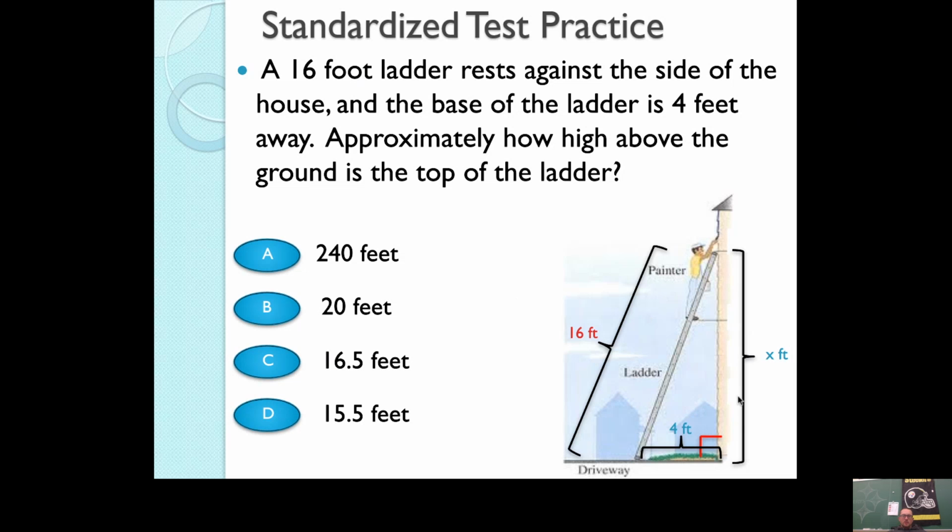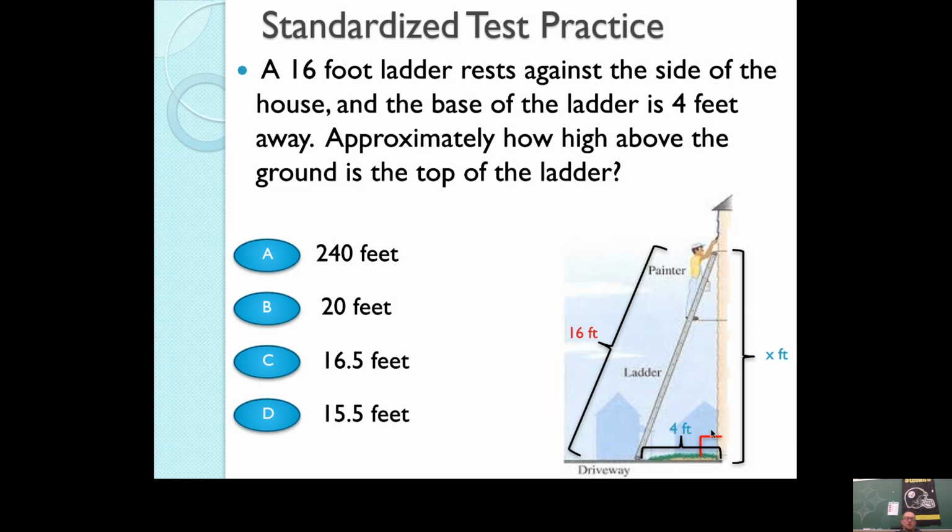So we have this building. The ladder is 4 feet away from the building, and we know the ladder is 16 feet long. How long is this portion in the diagram? It's the distance that the ladder is from the ground.